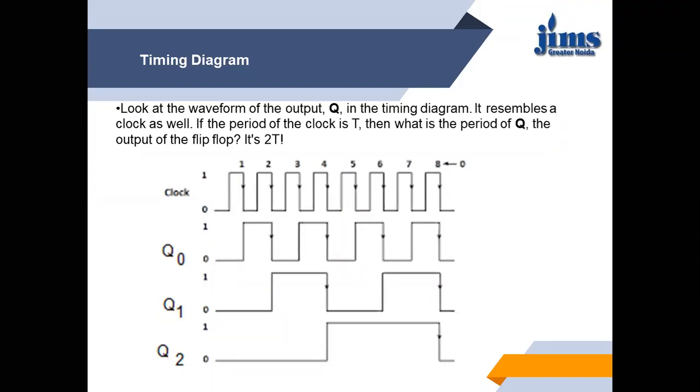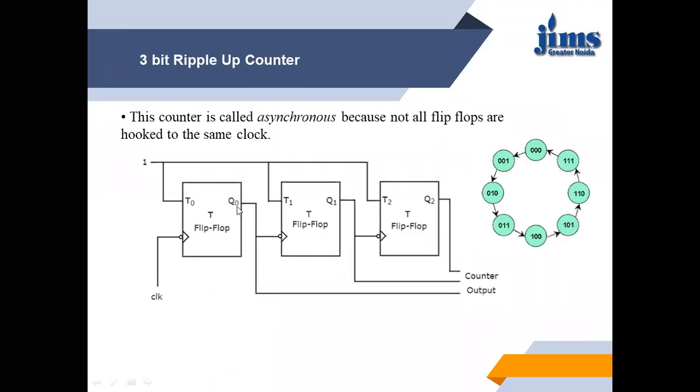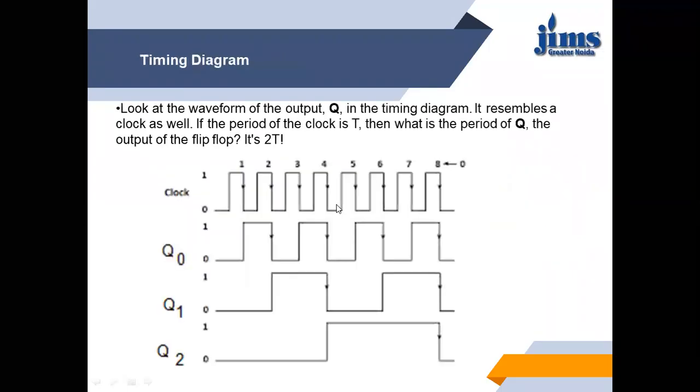So again now this Q0 acts as the clock to Q1. Sorry, we can say Q0 is the clock to the next flip-flop and T1 equals to 1. That means whenever there is a negative edge, the output Q1 will change. So it happens here. Now this Q0 will act as a clock and it will detect the negative edge.